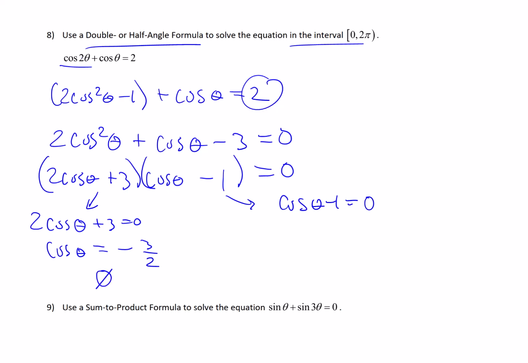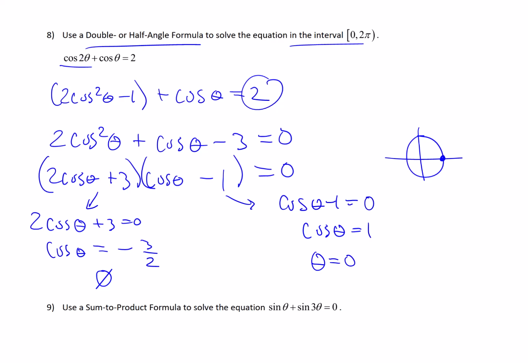Cosine can't be that big. It can only get as big as 1, or small as negative 1. So that's going to give us nothing. The other side was cosine theta minus 1 equals 0. If I add 1 to both sides, that gives us cosine equals 1. That's not a problem. We know where that is. That's on the right side of the unit circle, where the x-coordinate is 1. And so, of course, theta would be 0 over there.